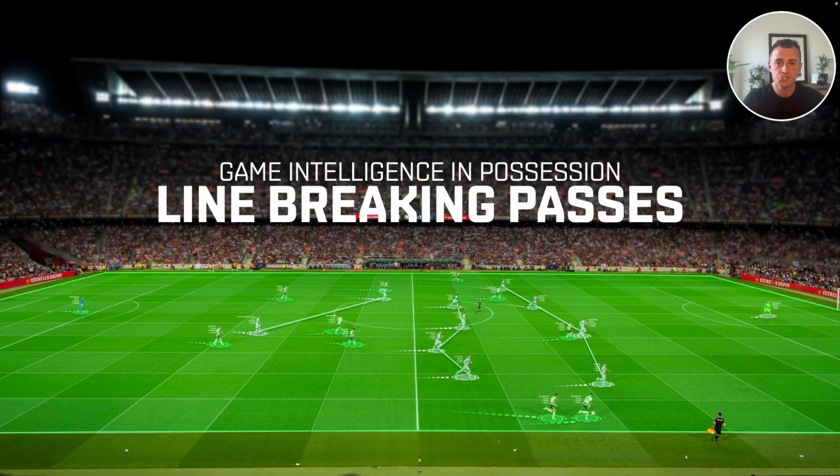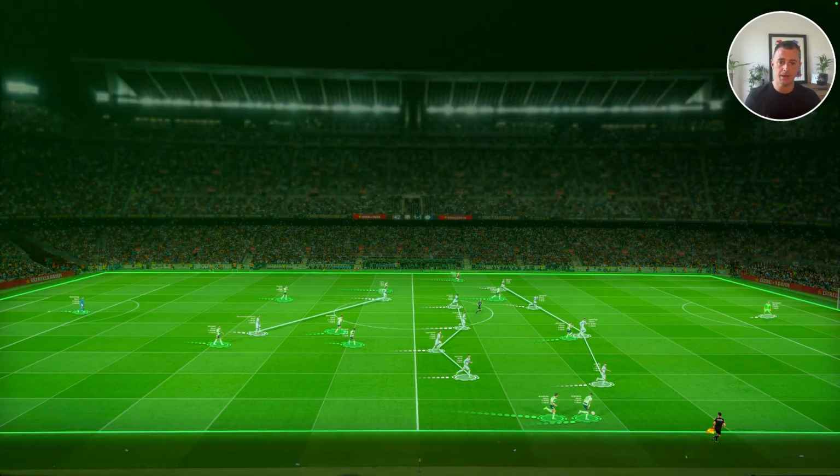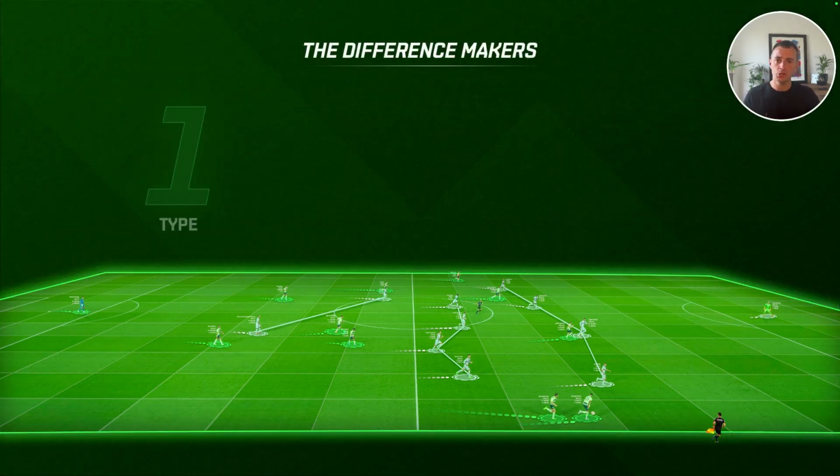Hello and welcome to this short Skill Corner video where we're looking at our game intelligence in possession data, and specifically our line breaking passes. So what are the difference makers when it comes to Skill Corner's line breaking passes?